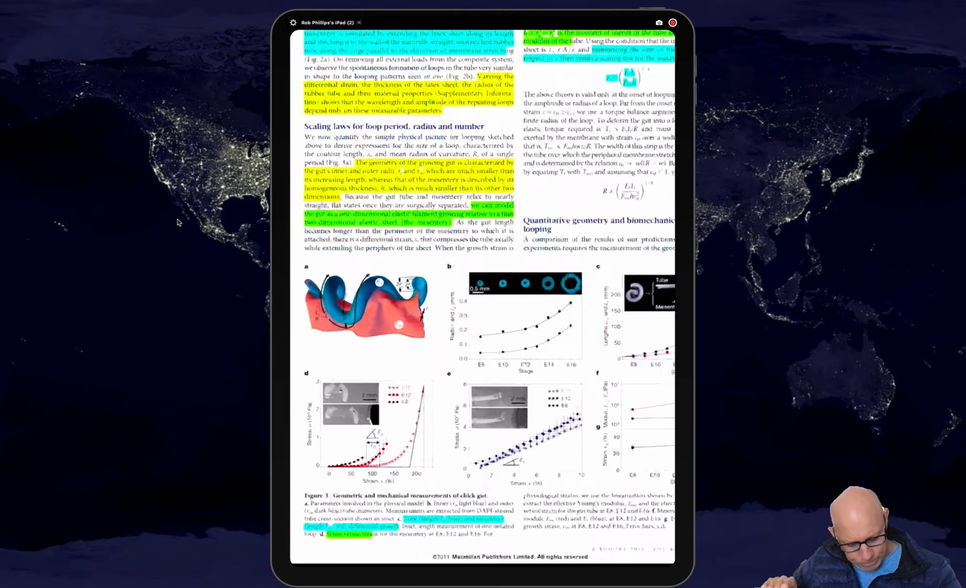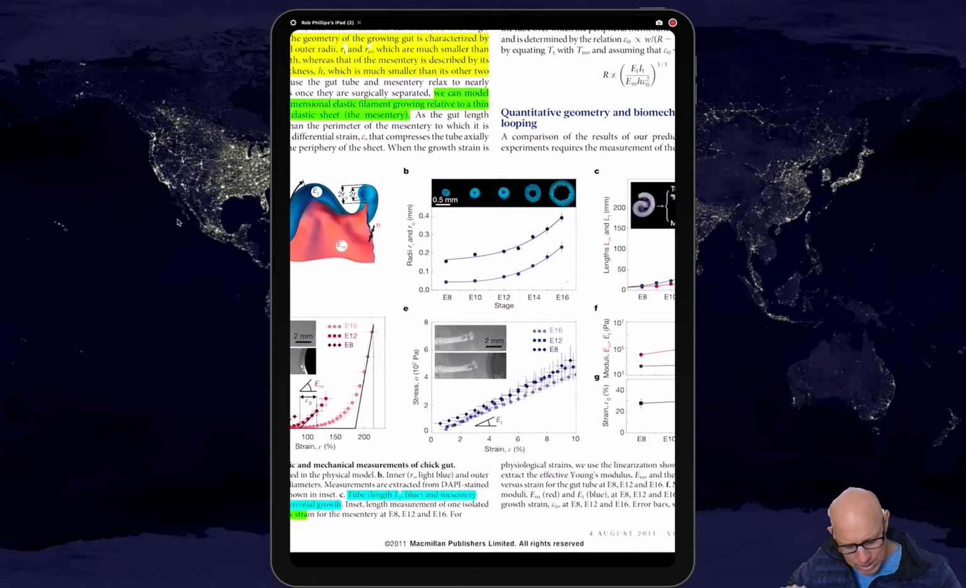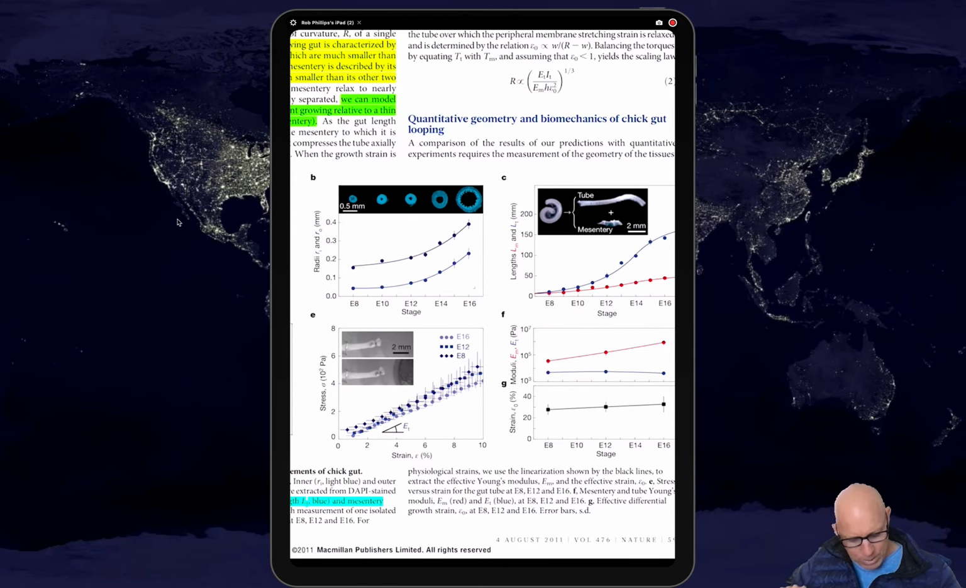Part D, same thing. They're measuring the stress and strain. So why do they do that? Because they want to get the Young's modulus. So, they just keep on doing all these clever things. They figure out what the strain is in the sheet. They figure out what the lengths of the mesentery and the tube are.